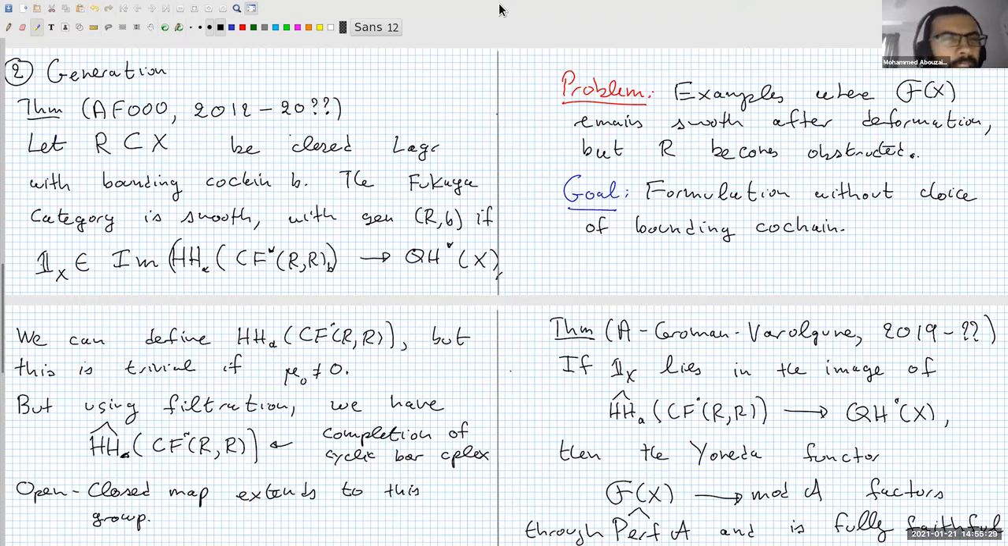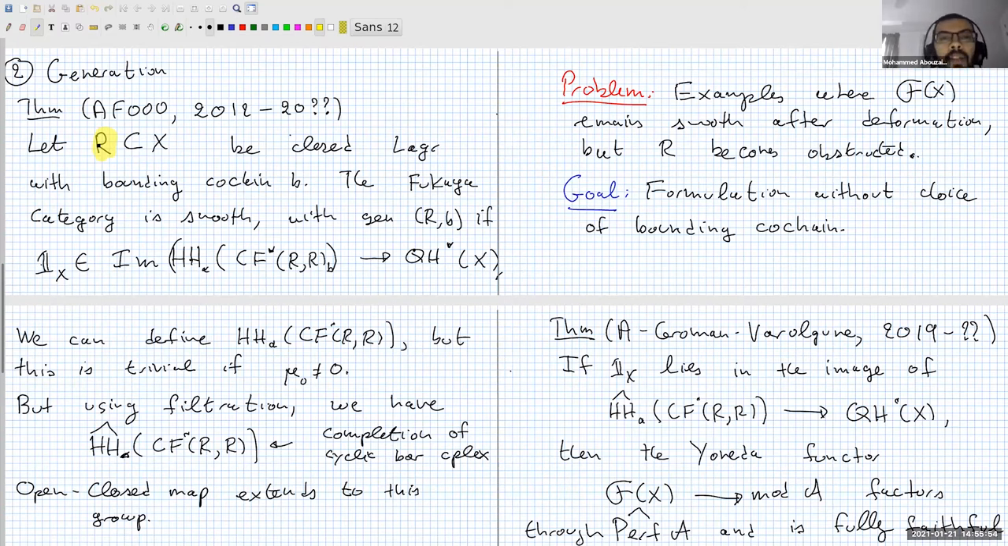But let me formulate the main result. The main result is that we're going to consider a closed Lagrangian in some symplectic manifold. And let's call the closed Lagrangian R. What I have in mind here is that R is going to mean reference Lagrangian. This is going to be our reference Lagrangian, and everything else is relative to it. So we have a closed Lagrangian, and let's say it has a bounding cochain.